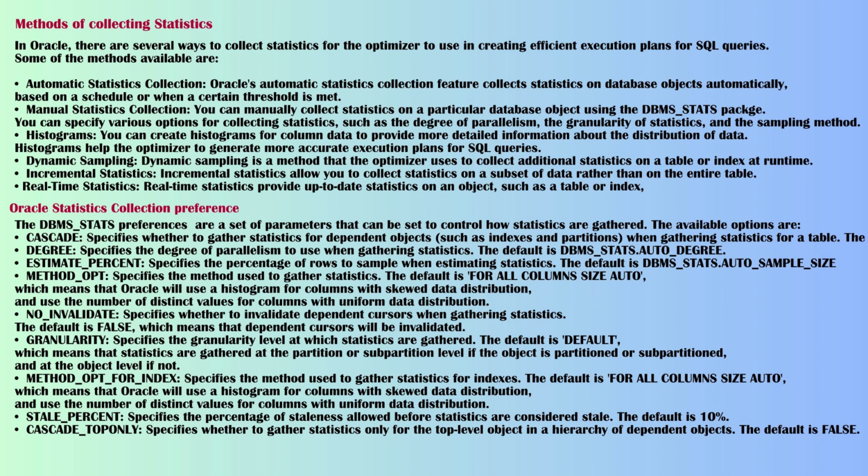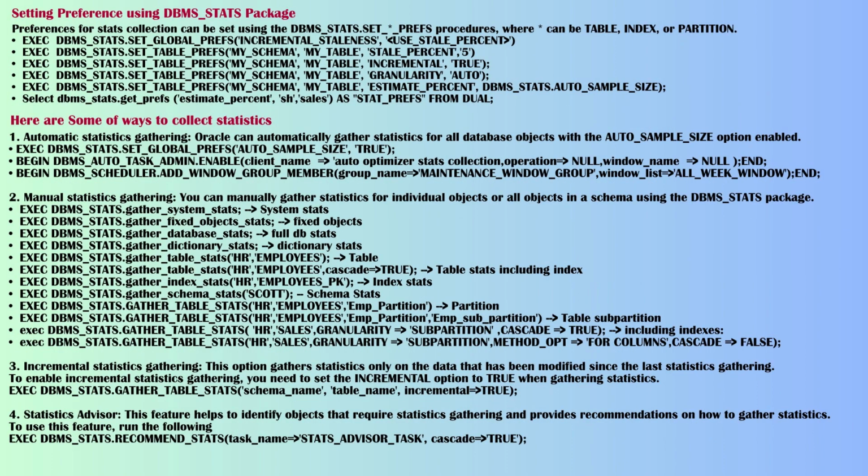Method_OPT_for_index specifies the method used to gather statistics for indexes. The default is for all columns size auto, which means that Oracle will use a histogram for columns with skewed data distribution, and use the number of distinct values for columns with uniform data distribution. Stale_% specifies the percentage of staleness allowed before statistics are considered stale. The default is 10%. Cascade_top-only specifies whether to gather statistics only for the top-level object in a hierarchy of dependent objects. The default is false.